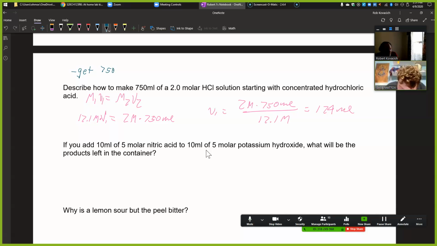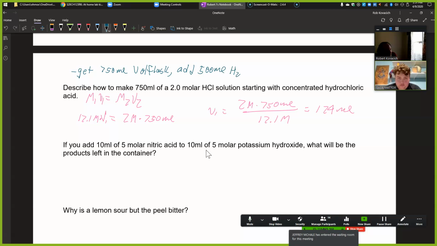Get a 750 milliliter volumetric flask. Add, I don't know. So this is a little bit different than we would typically do it simply because this is an acid. So I would say we would probably add about 500 milliliters of H2O.